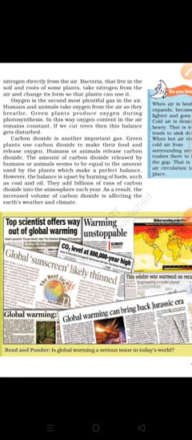Okay, so you can easily see some pictures of newspapers. Warming unstoppable, CO2 level at 8 lakh years high, and global warming can break the Jurassic era, such type of headlines.